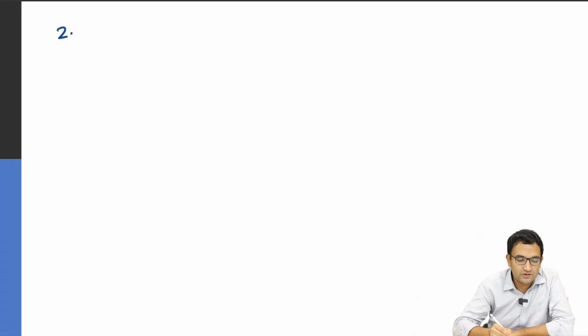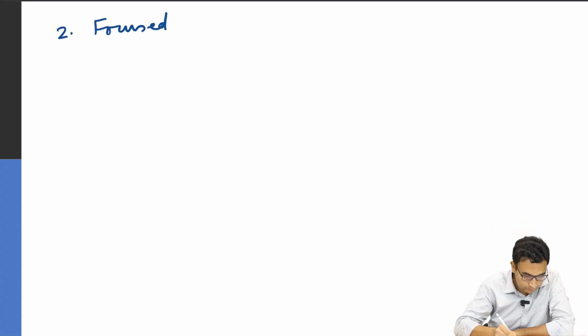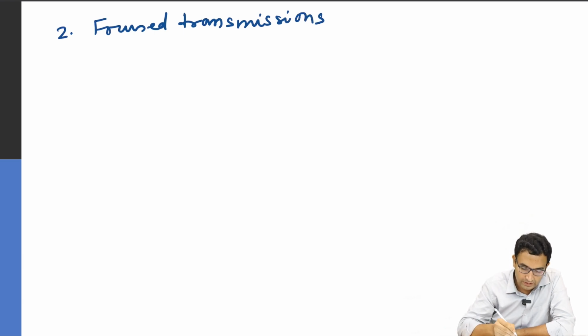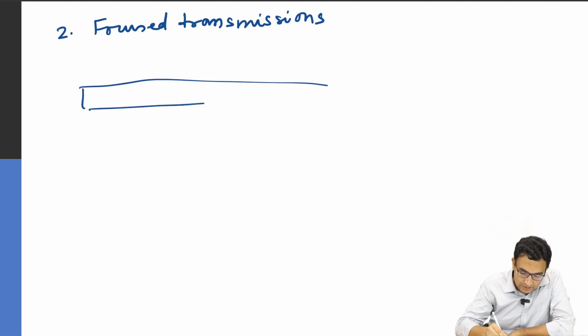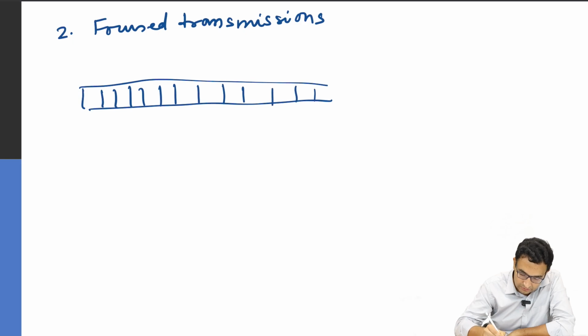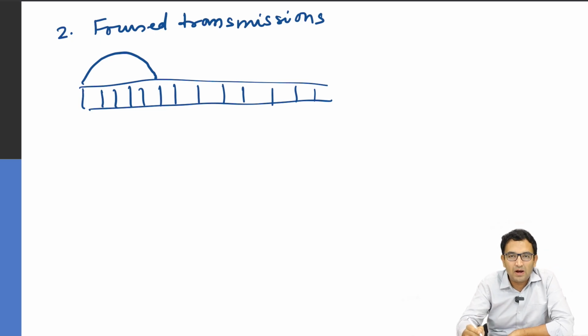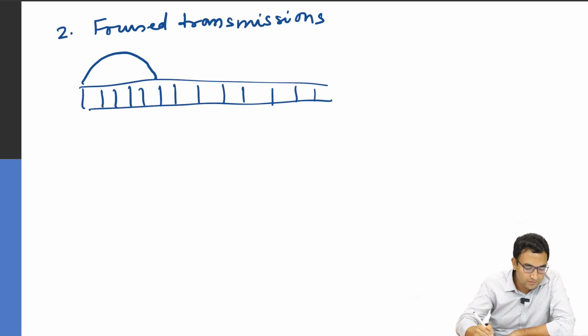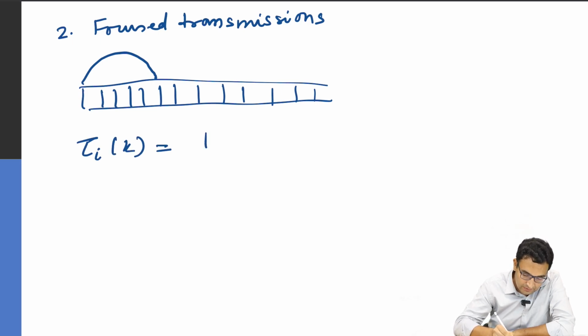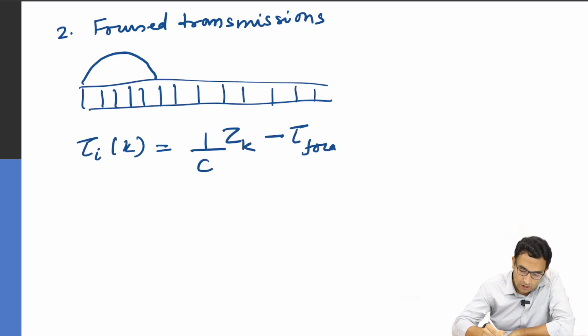Now let's consider focus transmission. Now in focus transmission, you have what is called a sub aperture, right? You may be using some of the elements, let's say these elements, you will be applying a delay and an apodization, and you will be firing. So in this focus transmission, what happens is Ti of k can be calculated as 1 by c times zk minus tau focal delay.